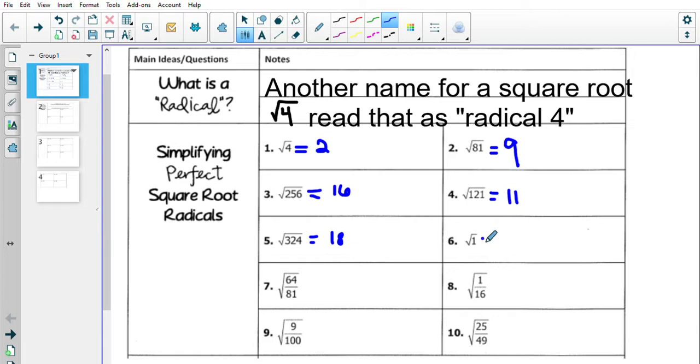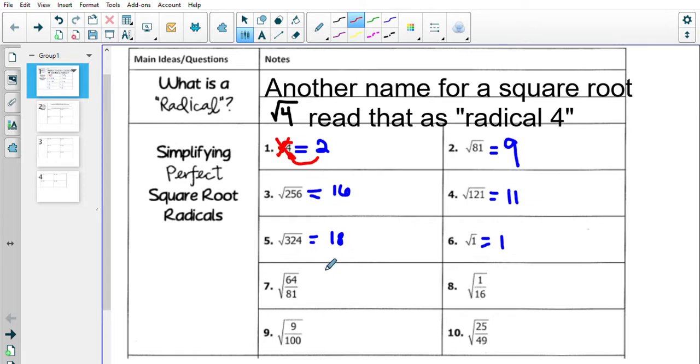And the square root of 1, we know the only way we can get 1 when we square something is if I'm squaring 1. So again, I'm looking for what am I squaring here to get the value underneath? Once I take this square root, that square root goes away.